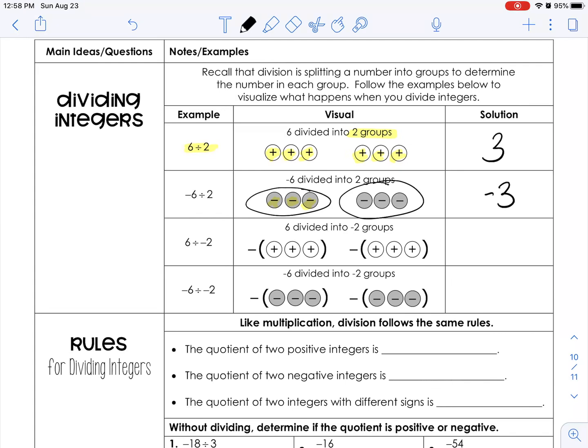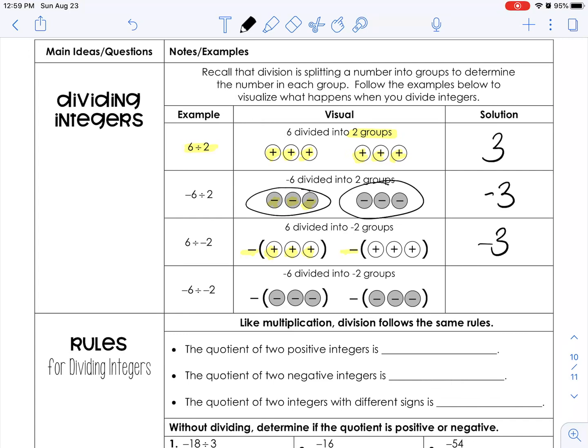The next one, 6 divided by negative 2. So that second number tells us we have 2 negative groups. So again, we're putting that negative on the outside of our parentheses, on the outside of our group, to show that that whole group is negative. But the counters on the inside are positive because that 6 in our problem is positive. So we have 3 positive counters in each group, but because that group is negative, it's a negative 3.